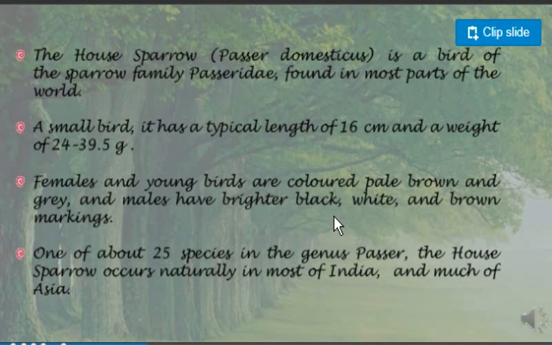The house sparrow is a bird of the sparrow family Passeridae found in most parts of the world. A small bird, it has a typical length of 16 centimeters and a weight of 24 to 39.5 grams. Females and young birds are colored pale brown and gray, and males have brighter black, white, and brown markings. One of about 25 species in the genus Passer, the house sparrow occurs naturally in most of India and much of Asia.